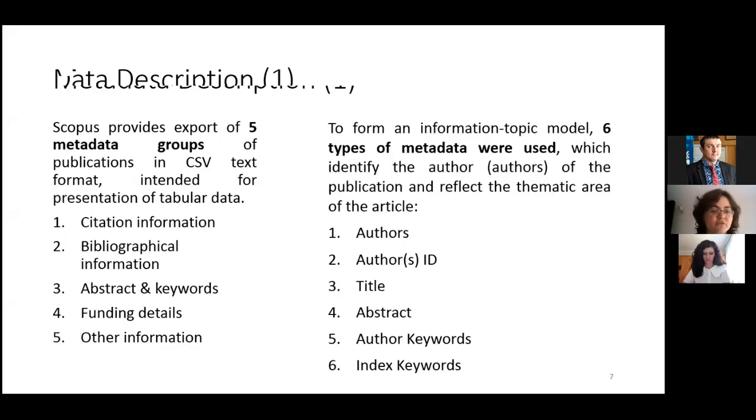This is citation information, bibliographical information, abstracts and keywords, some details and other useful information. But for our experiments, we took only such metadata as authors ID, title, abstract, author keywords, and index keywords.